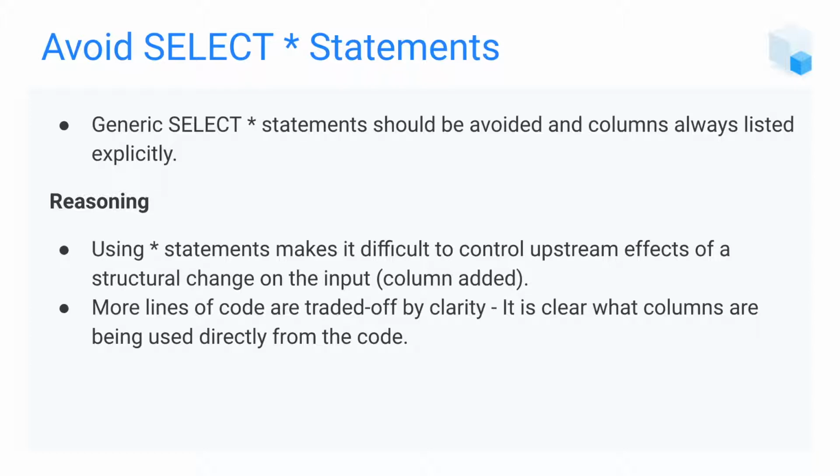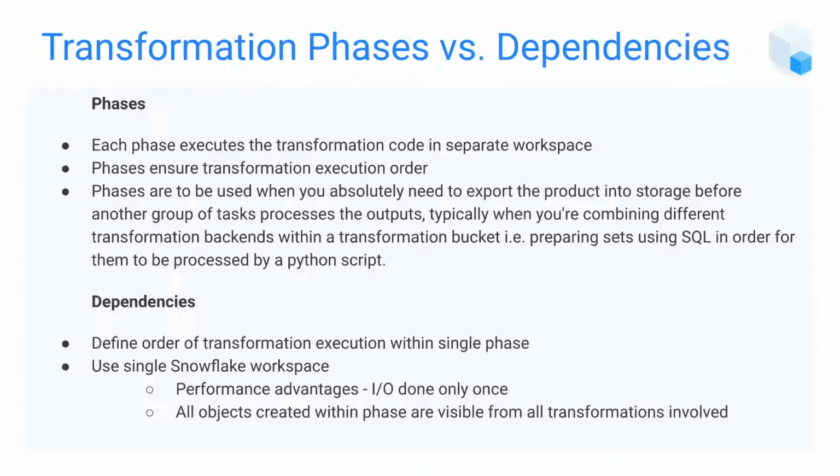If a column is removed, you will know about it because it will result in an error. The next thing I will be talking about, I already touched on this, is transformation phases and dependencies. So phases give you control of how the transformation should be executed, what should be their execution order.